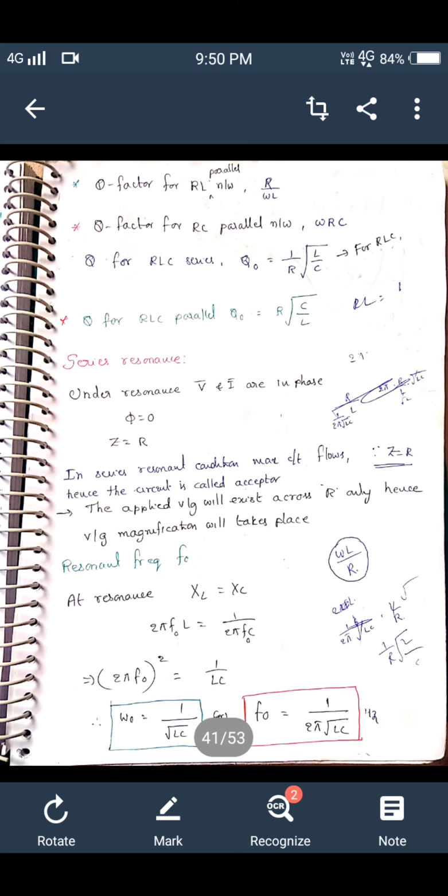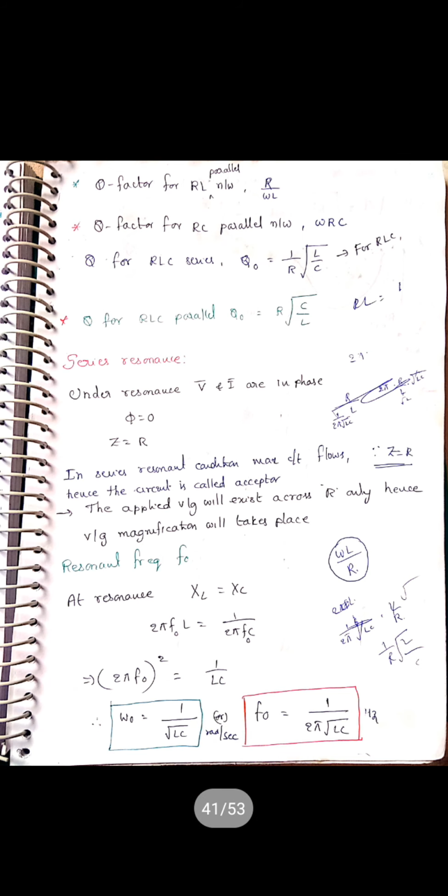Next, series resonance. We discussed already, series resonance will exist whenever inductive and capacitive effects are equal and opposite, and in that condition the network is purely resistive. At that time, the phase difference between voltage and current is 0. Then we can say cos phi is equal to unity. That means the impedance of the network is only because of the resistor.